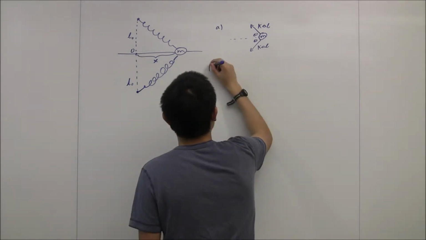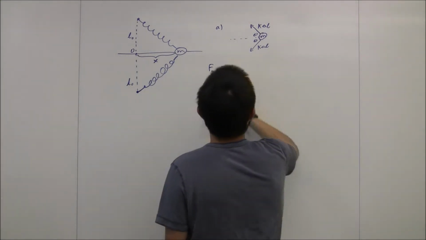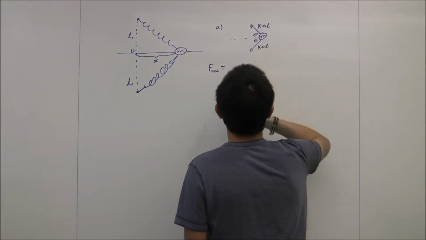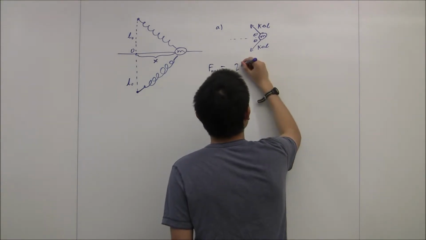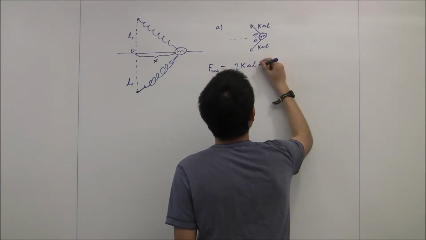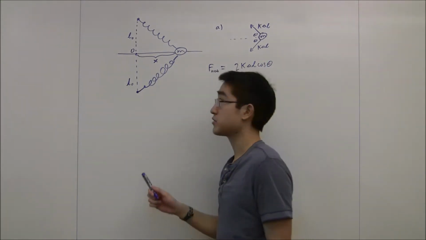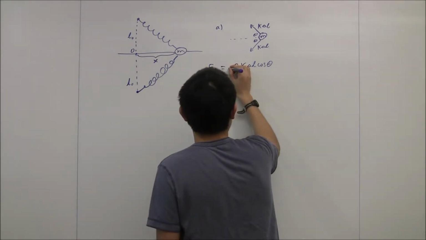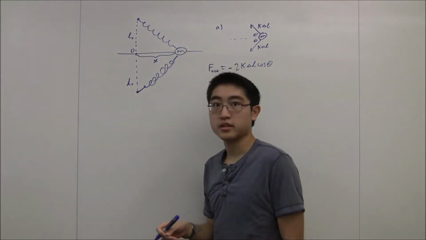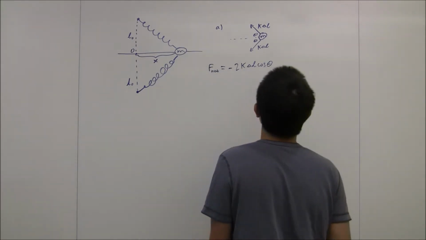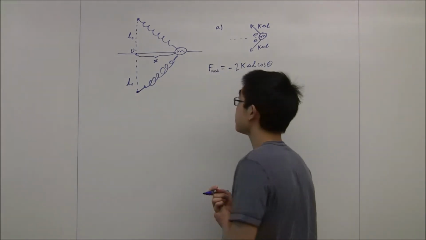So we can write, using Newton's second law, that the net force in the x direction is going to be the sum of the horizontal components of the spring forces, which is going to be 2 times K delta L cosine theta. And since this is a restoring force, then we have to add a negative sign to indicate that the net force acts opposite the direction of the position of the bead. So now we just have to figure out what delta L is and what theta is.